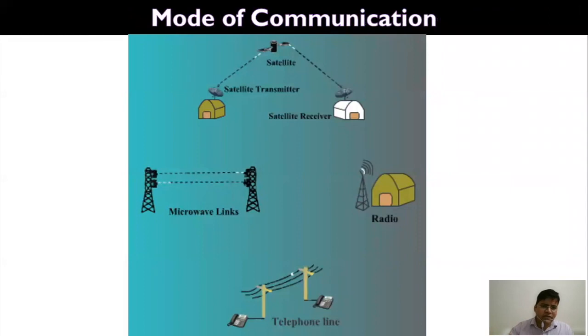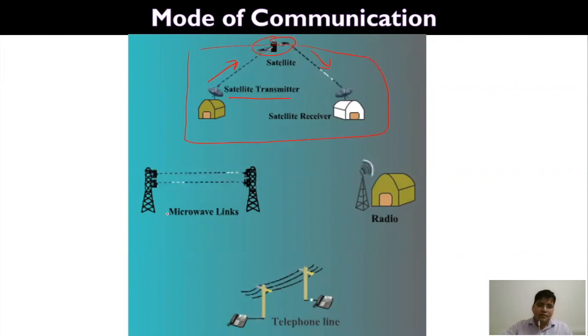So let's discuss a few modes of the communication. Here you can see a satellite transmitter, and here in space a satellite is fixed. It is sending the signals to the satellite, and the satellite is sending the signal to the receiver. This is the function of the satellite. So this is a mode of communication, the satellite communication.